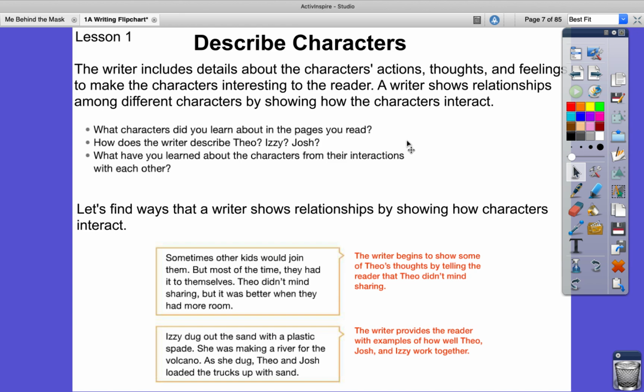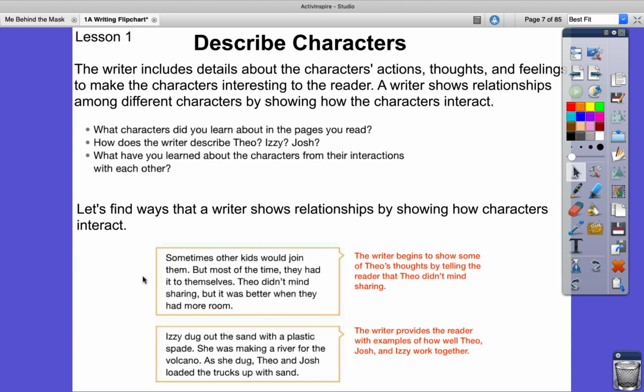What characters did you learn about in the pages you read? How does the writer describe Theo, Izzy, Josh? What have you learned about the characters from their interactions with each other? Let's find ways that a writer shows relationships by showing how characters interact.